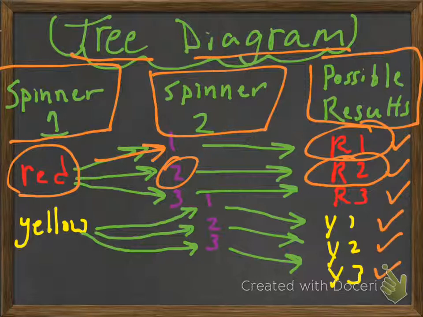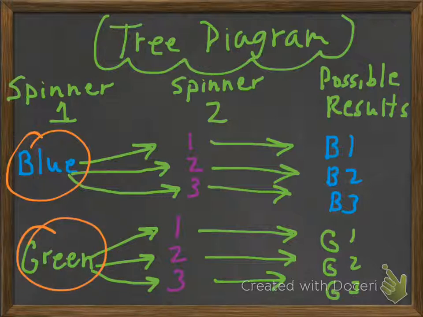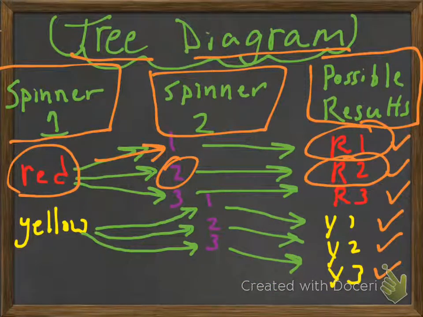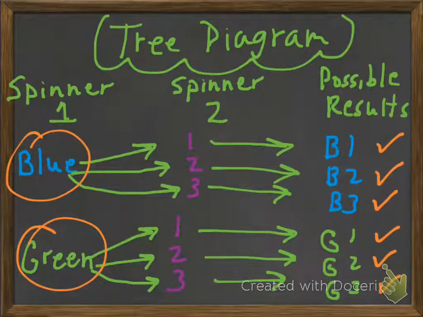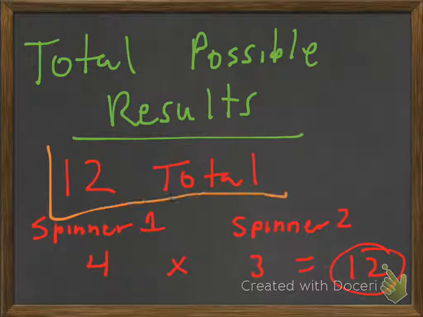This tree diagram helps out. If we continue the process, we look at blue and green, and the same thing. You get blue 1, blue 2, blue 3, and then green 1, green 2, and green 3. Those are all your possible outcomes or results. You can't get anything else. Those are the only possibilities. So the total possible results are 12.